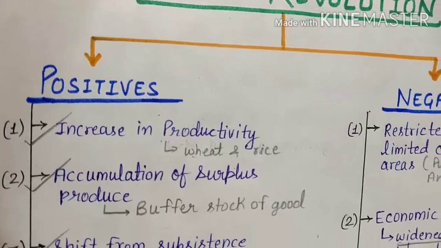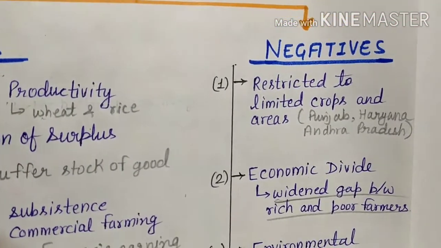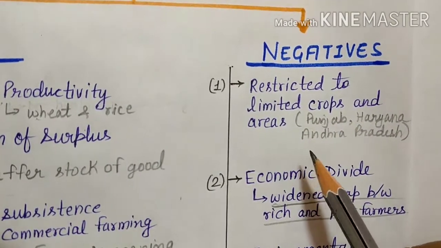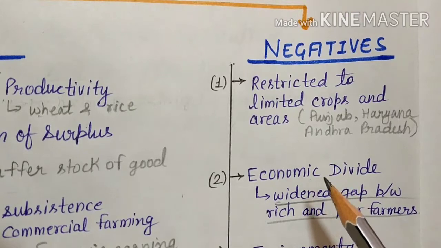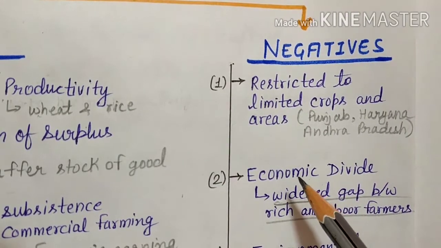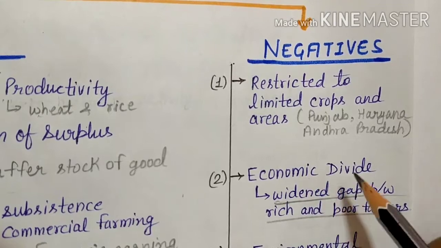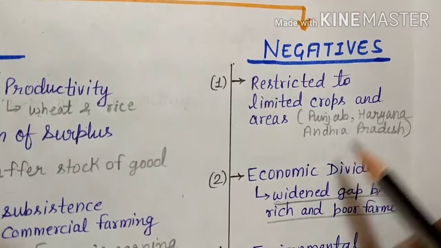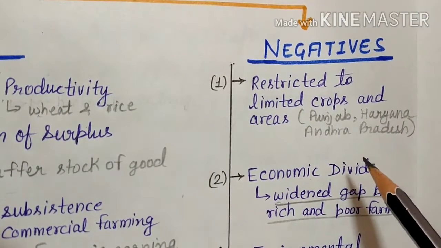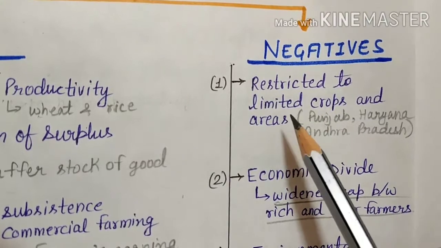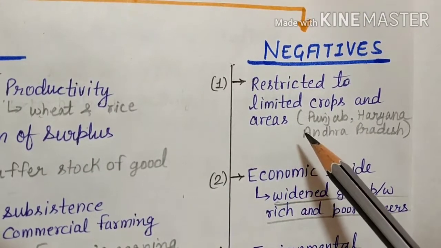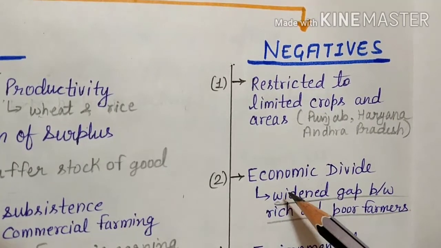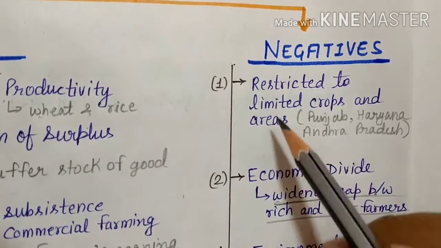Now everything has positive and negative effects also. Let's talk about the negatives now, or you can say limitations. So the first one is restricted to limited crops and areas. As we have learned earlier also, the impact of the green revolution remained confined only to some states, especially Punjab, Haryana, Andhra Pradesh, and Western UP also, and they were growing the crops of only wheat and rice. It was because the adoption of new agriculture technology requires extensive irrigation facilities and large financial resources, which we were lacking. So this is the first negative.